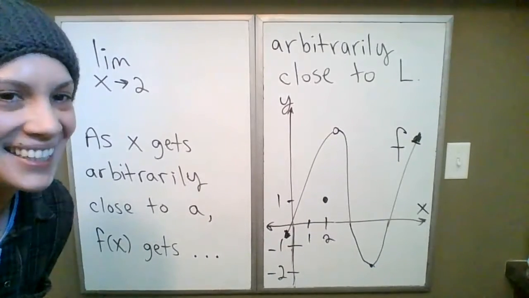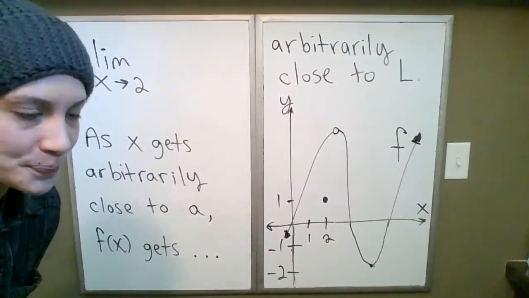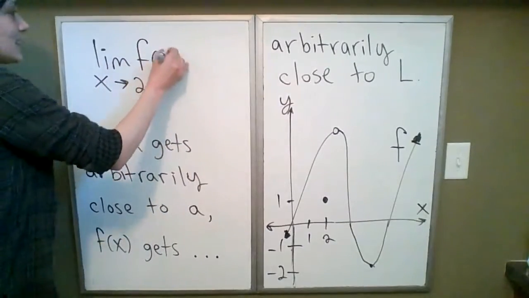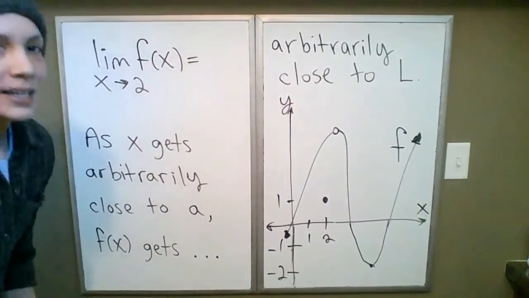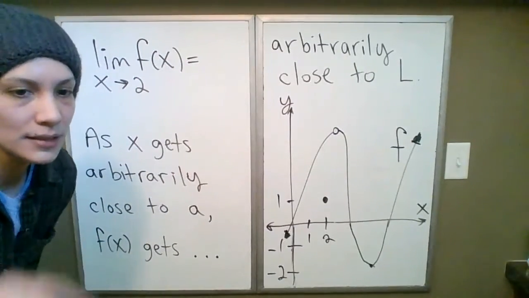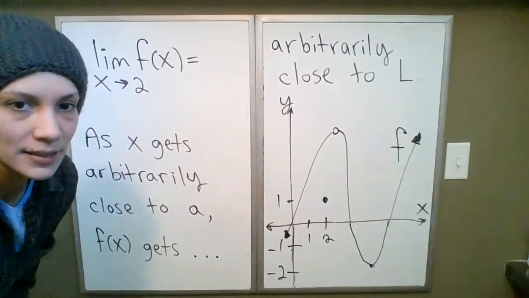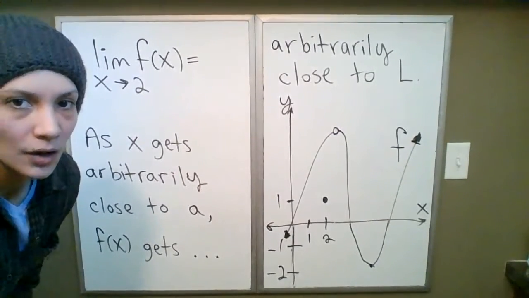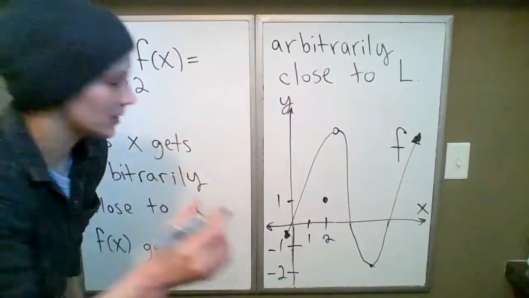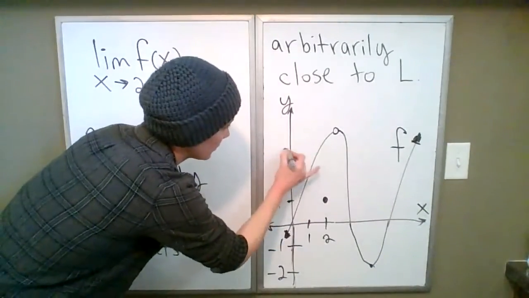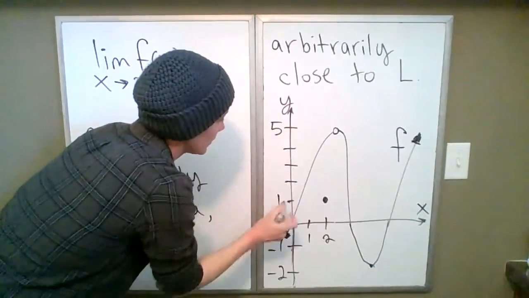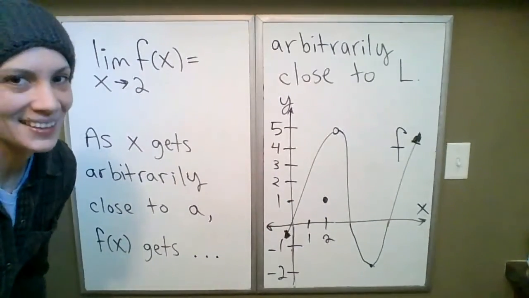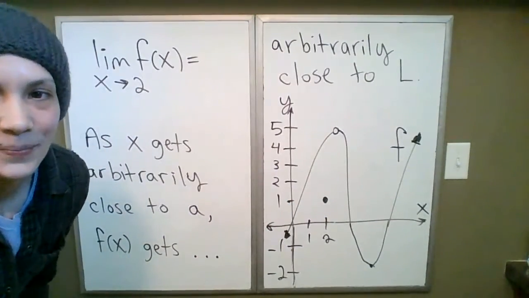Okay, the limit as x goes to 2 of f of x is equal to, does someone want to guess before I explain? Oh, actually, sorry, I didn't mark a number there. We need 1, 2. Okay. So 5.